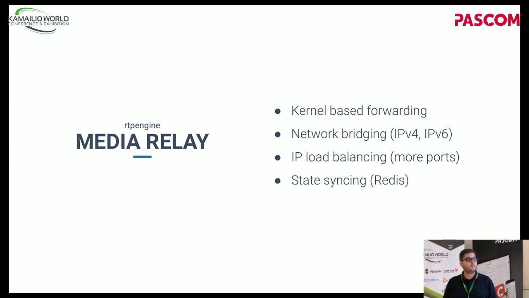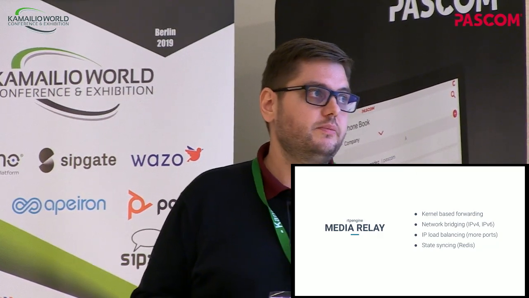So what we have is IP load balancing, automatic IP load balancing. You can configure multiple IP addresses on an interface, and then RTPEngine starts picking random IPs and picking ports from these IPs in order to utilize the ports available there. Because per IP, you have essentially 64,000 ports available, right?